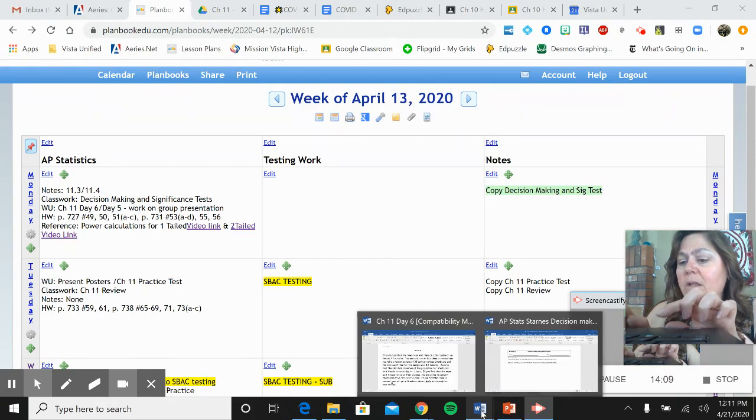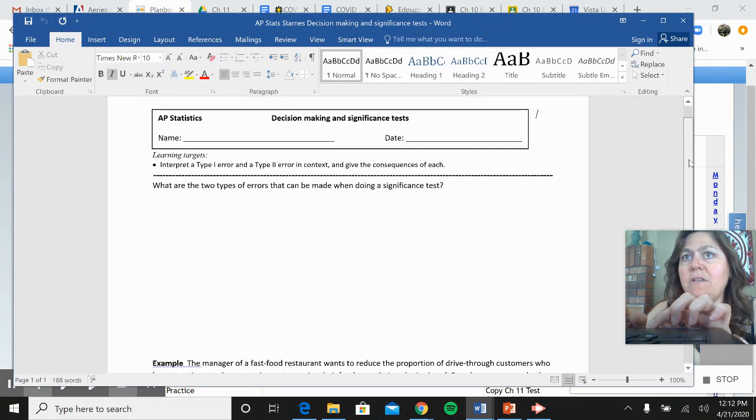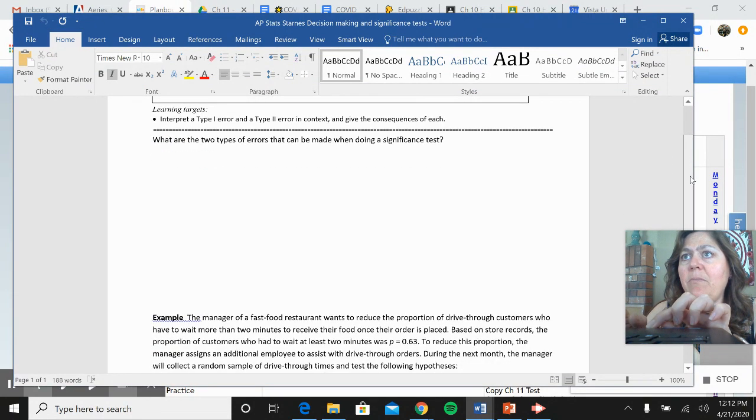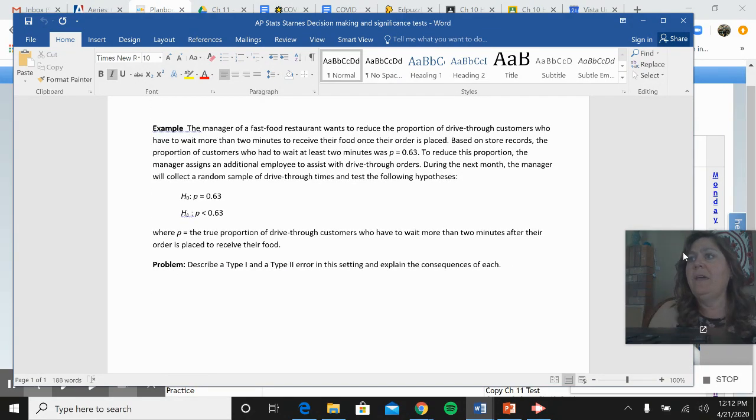All right, so I'd like for you now to go to that worksheet that you should have your answer at the top there from before. And I want you now to go ahead and do this problem here. You've got a manager of a fast food restaurant who wants to reduce the proportion of drive-through customers who have to wait more than 2 minutes to receive their food once the order is placed.